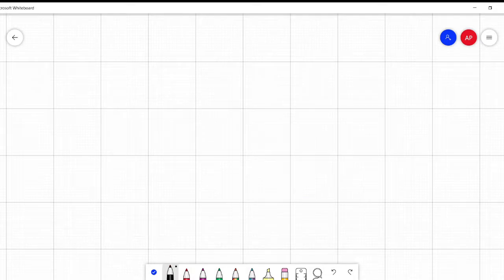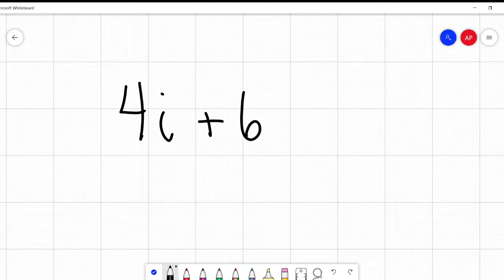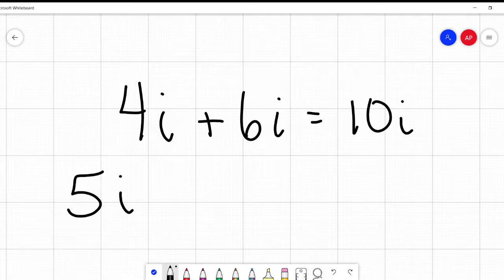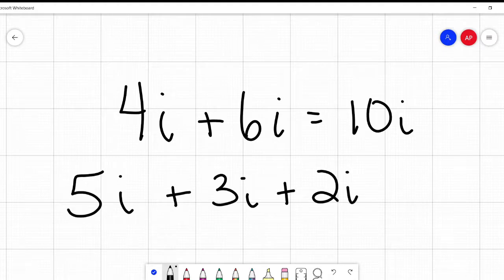We're going to be doing the same thing with our complex numbers or our imaginary numbers. So if I have 4i plus 6i, I don't have to worry about i being an imaginary number. It really just is, if I have 4 apples and I add 6 apples, how many apples do I have? I have 10 apples. If I had 5 scented candles and I added 3 more scented candles and then someone else gave me 2 more scented candles, how many would I have? 10 scented candles.